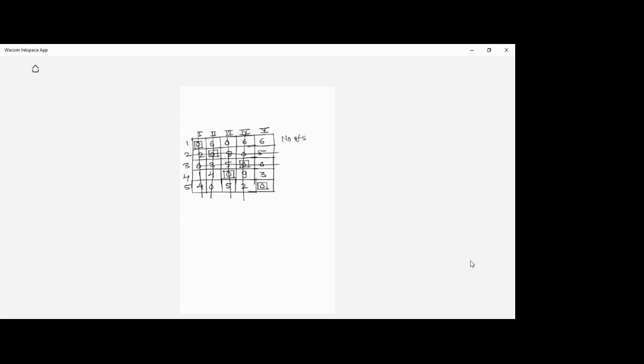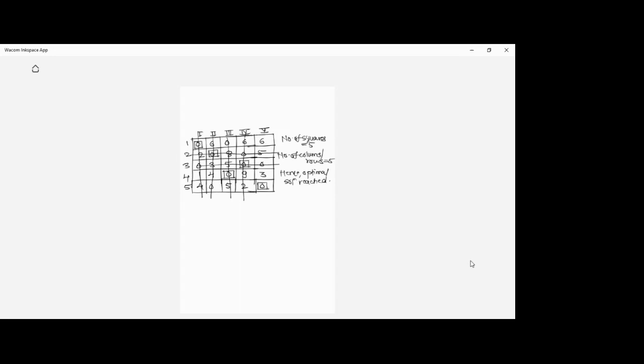Number of squares here is 5, and number of columns or rows is also equal to 5. So hence what we have got is the optimal solution. Hence optimal solution reached. So what may happen in this particular numerical is that there are multiple optimal solutions, right?